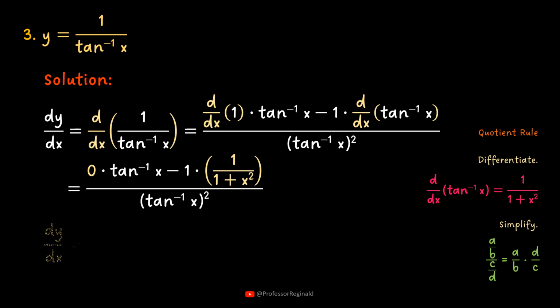Therefore, the derivative of y with respect to x equals the negative of 1 all over the square of inverse tangent of x times the quantity 1 plus x squared.